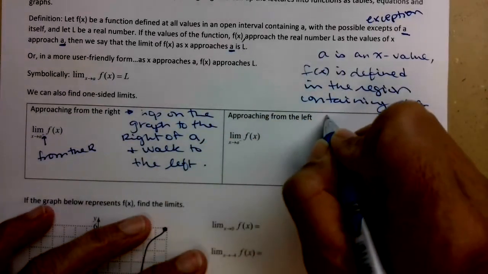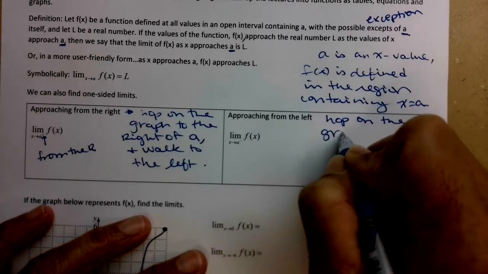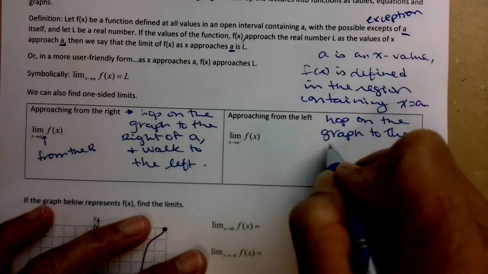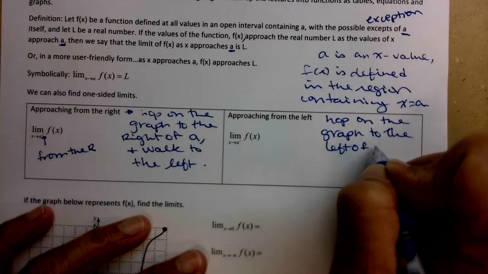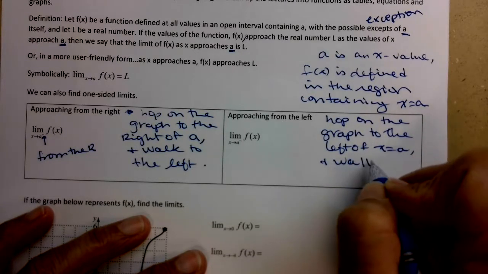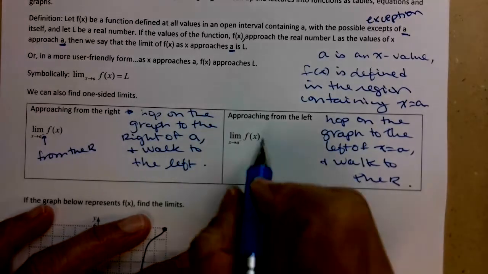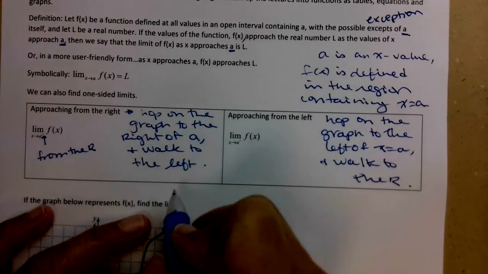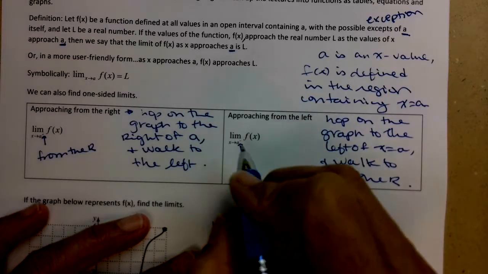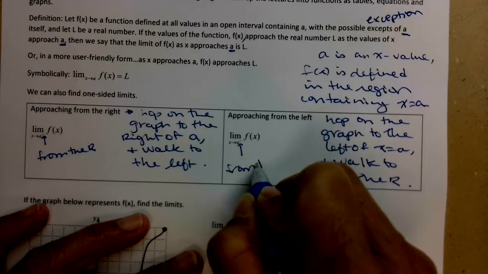So then likewise, approaching from the left, we're just going to swap those things, so opposite. So approaching from the left means you're going to hop on the graph to the left of x equals a and walk to the right. So approaching from the left. So you start on the left side and go to the right. And then, of course, that would be the minus sign. That's the superscript, so from the left.